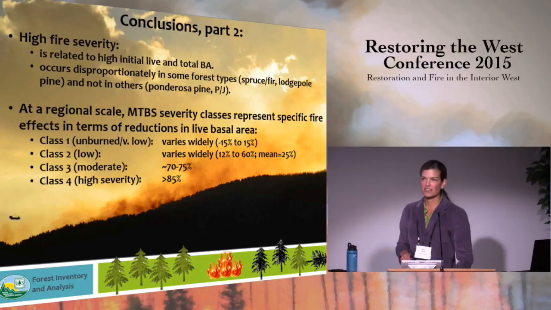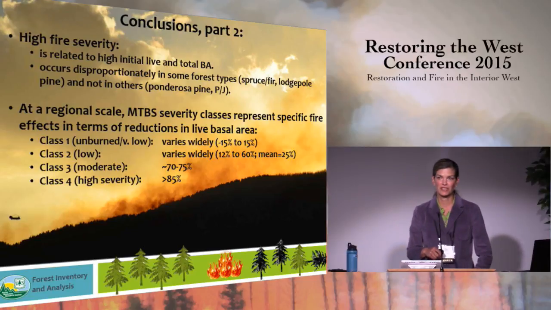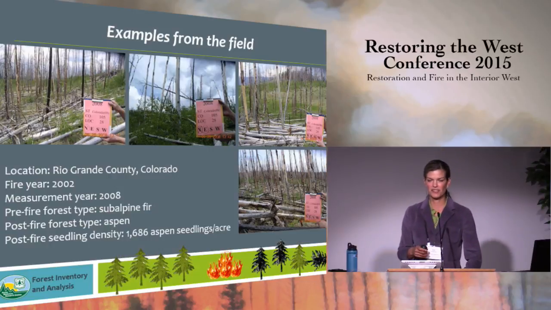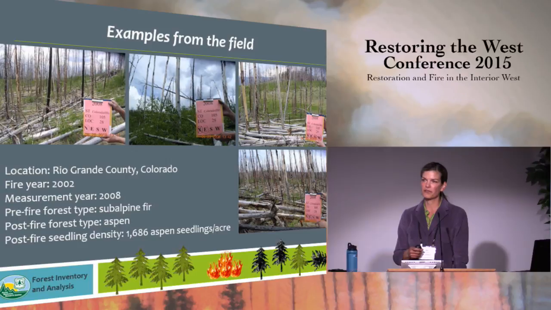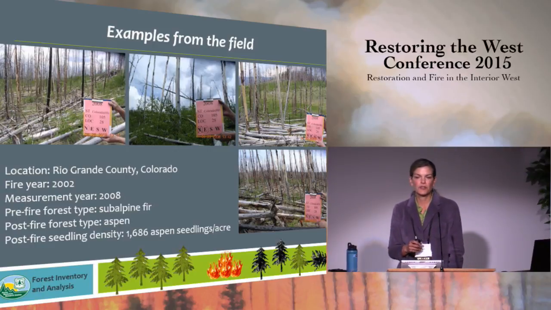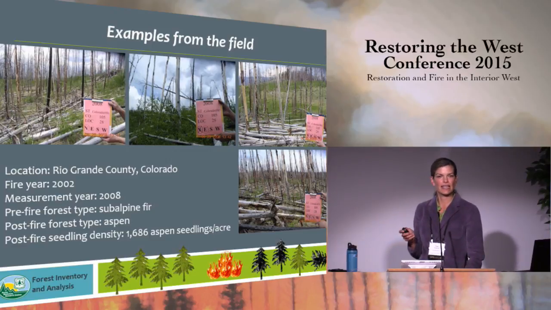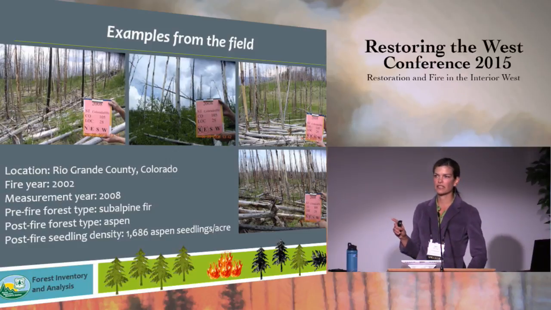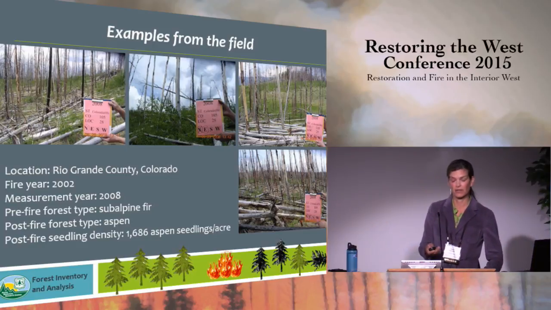So before I take questions, I'm going to go through some pictures really quickly. I think a picture's worth 1,000 words. So here are some photos of plots. Our crews take photos on every plot in the 4 cardinal directions. This is a plot that burned in 2002 in Colorado. It was measured in 2008. All the photos are from 2008, and this is a plot that experienced a type change from coniferous forest to aspen and had dense aspen regeneration 6 years after the fire when it was measured.